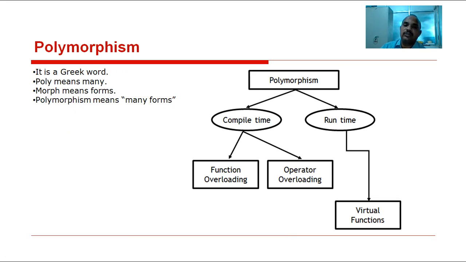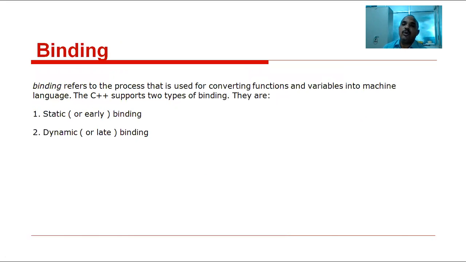So last class we discussed. Okay, then binding. What is binding? Binding refers to the process that is used for converting functions and variables into machine language. Clear? So converting functions and variables into machine language, that is called binding.